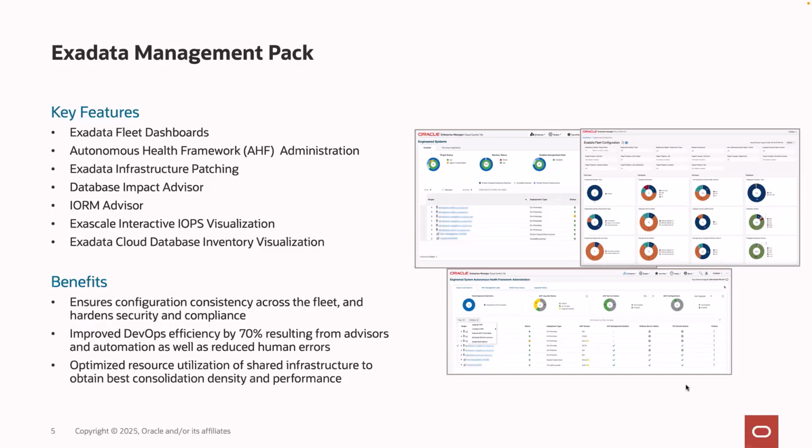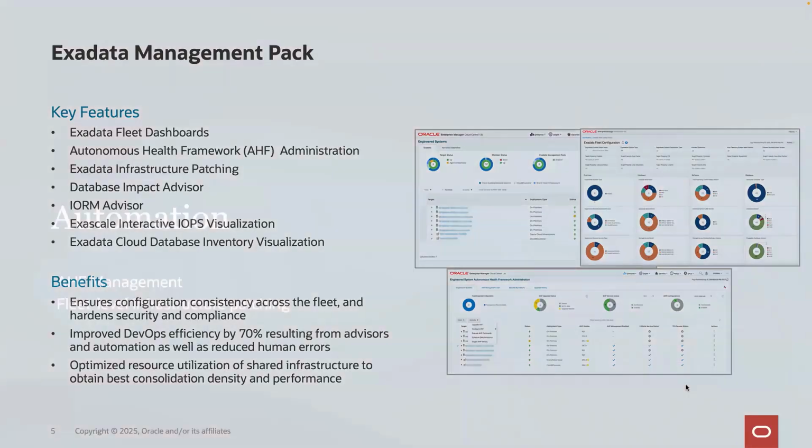We are also working on all this automation, which improves DevOps efficiency by up to 70% from using the resource advisors and all the automation. And of course, we have optimized resource utilization. That's something that is rather difficult to put a time on. It is just making sure that your databases are working better than they did before.